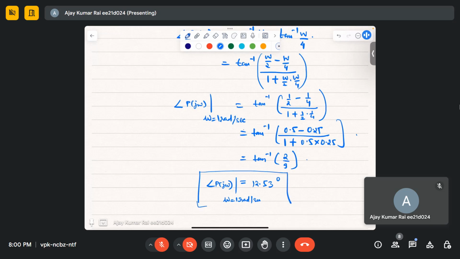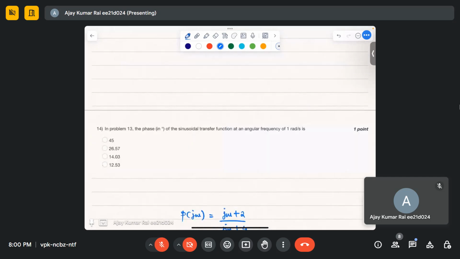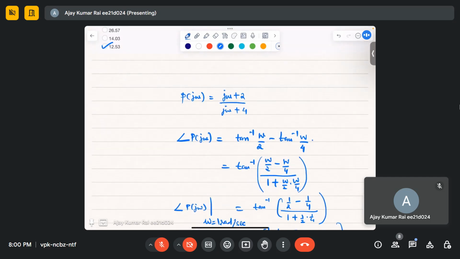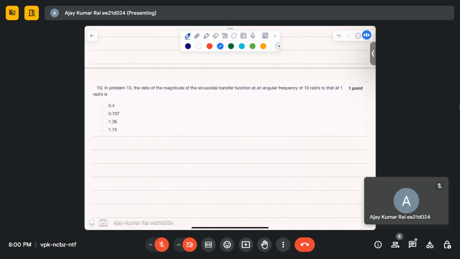Very simple. Just plug in the values. This is how we calculate the angles. I hope I am doing the right calculation, but the process is the same. So let me just quickly do this last problem.